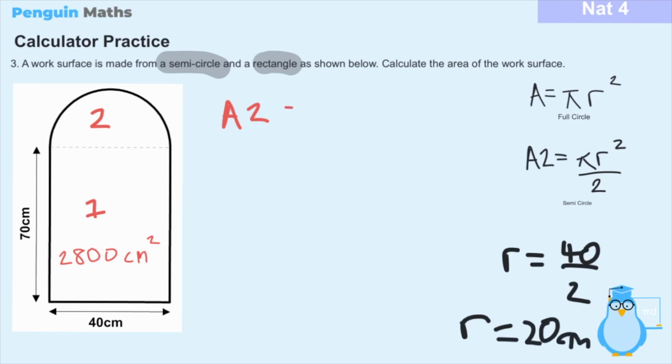So now we have everything we need to put into the equation. We can say that A2 is equal to pi multiplied by 20 squared, all divided by 2.